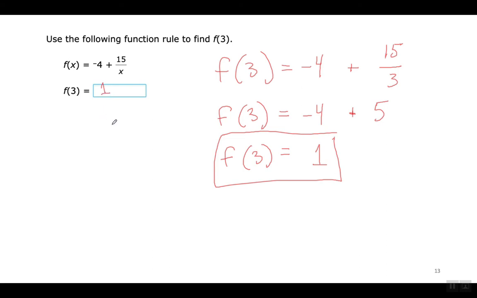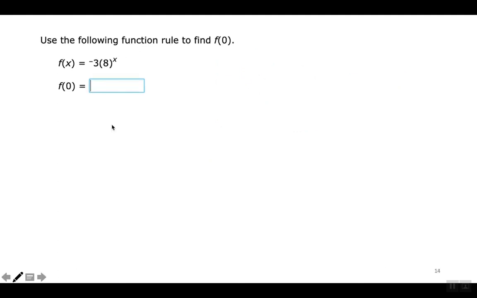Okay, so f of 3 equals 1. Now in this problem, I want you to stop what you're doing and pay attention, because this one does have something that it is very possible you don't know. More than likely you don't know this. So this one you really need to pay attention. I'm going to explain something to you.